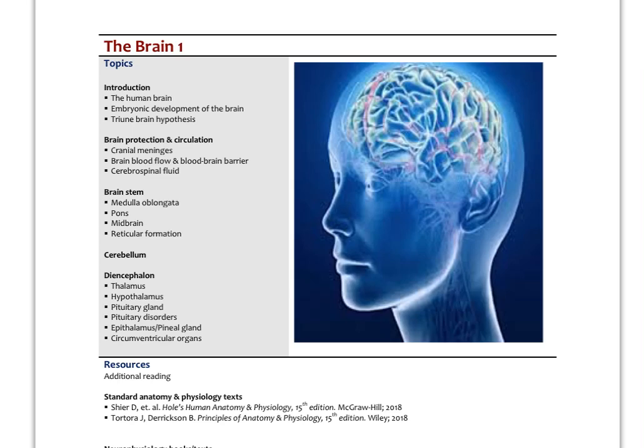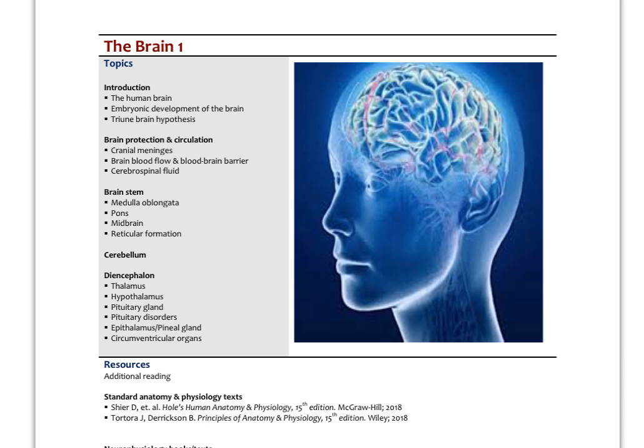In this first lecture on the brain, we're going to look at the overall structure and organization of the brain, look at the embryonic development, and then look at something called the triune brain hypothesis, which is a helpful way of understanding the different parts of the brain and how they interact.